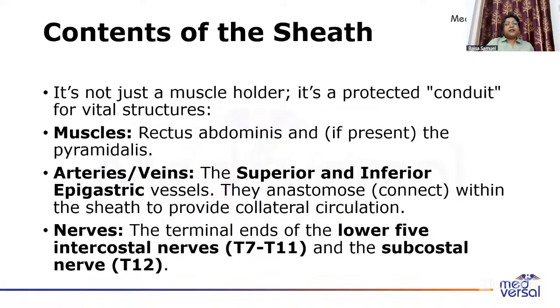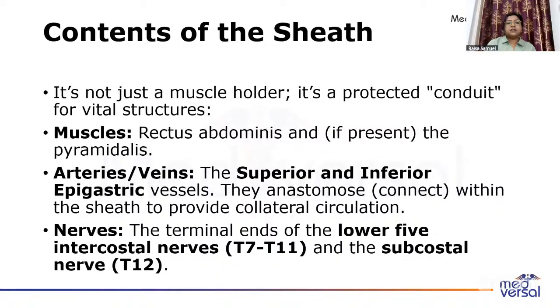So why is the rectus sheath so important? What are the contents of the rectus sheath? It is not just a muscle holder, it is a protected conduit for vital structures. So we are very meticulous in closing the rectus sheath. It should be closed very tightly, because if it gives way, then you have a burst abdomen. So it is very significant in closing the abdomen after any abdominal surgery. The rectus sheath has to be closed properly.